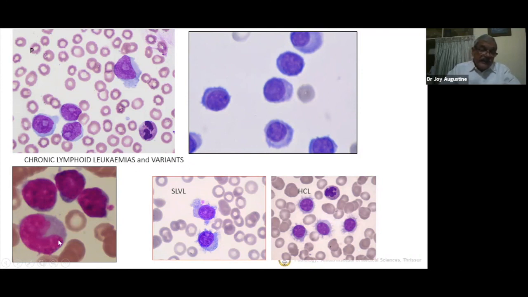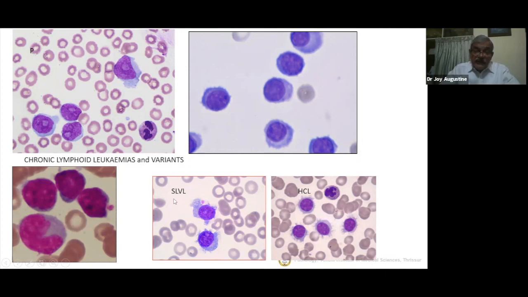And if you find cells like this, different types of cells, then you have to think of a lymphoma spillover into the peripheral blood. So when you find the different types of cells, some of them maturing and mature cell-looking chromatin, you've got to think of lymphoma. Then you have the SLVL with the villus processes and the hairy cell leukemia with the villus process or villi, hairy structures all throughout circumferential.